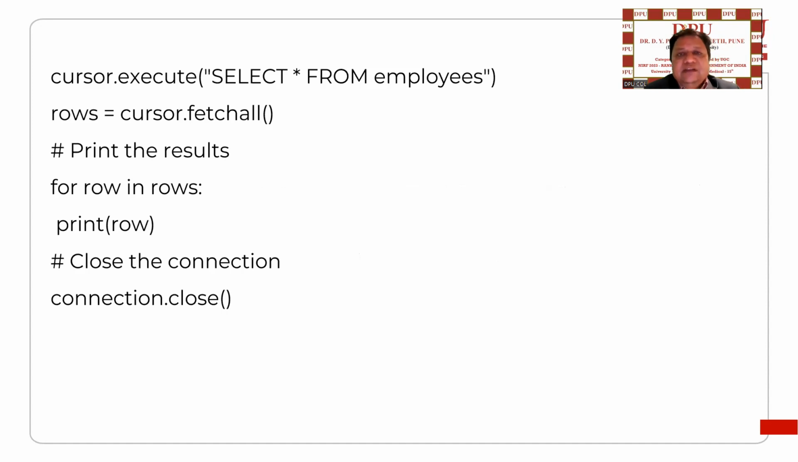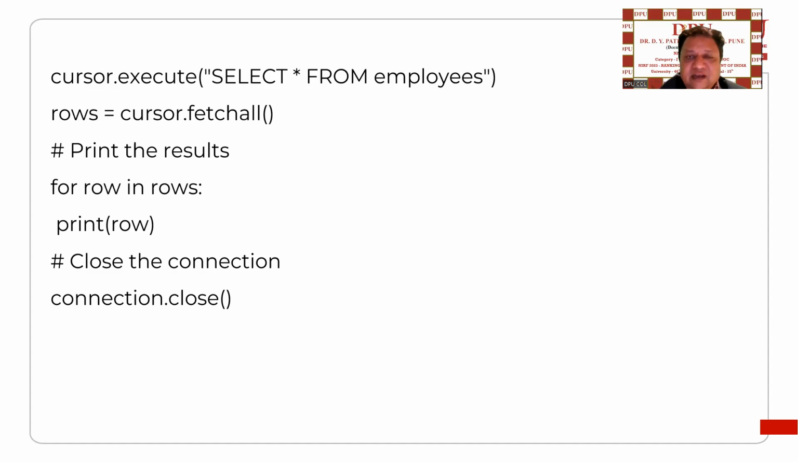So now we have inserted the records into the database. Now I want to see the records from the tables. I want to fetch the records. So how do we write the command for fetching the records? Again, I need to use the cursor object's execute method, and in that execute method I am writing the select query.